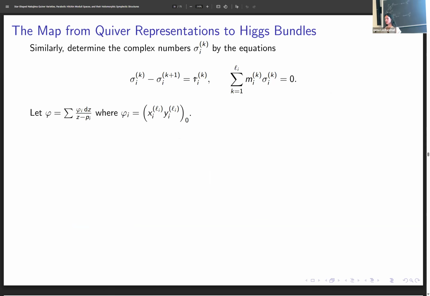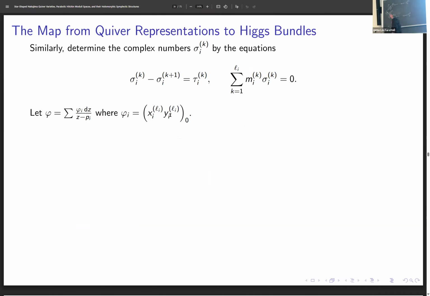Similarly, you can use these taus to define the sigmas. Remember, sigma is what we're prescribing for the Levy part of the Higgs field residues. Use the same formulas, so tau should determine the gap between the two. And then you define the Higgs field by setting the residue to be this x times y, and then the trace-free part of that.